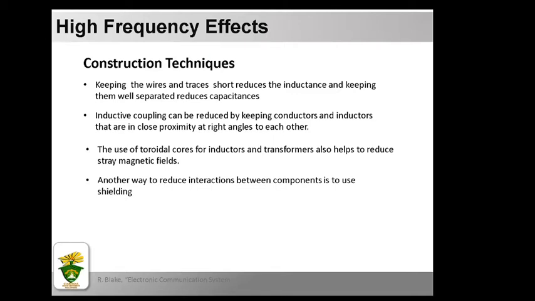Then another way to reduce interaction between components is to use shielding. So coupling by way of electric fields can be reduced by shielding sensitive circuits with any good conductor.